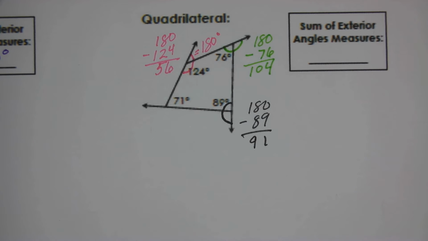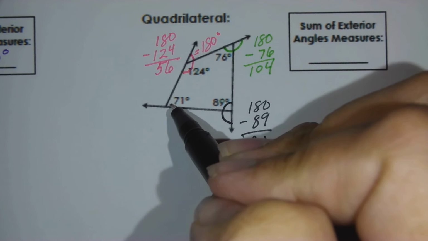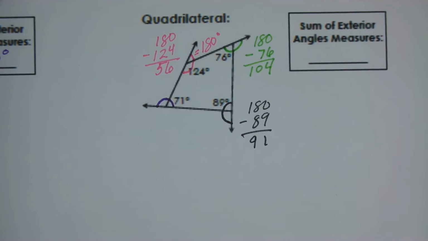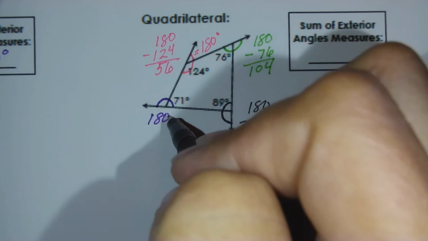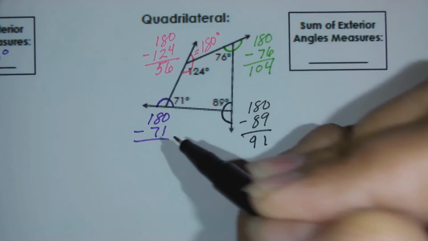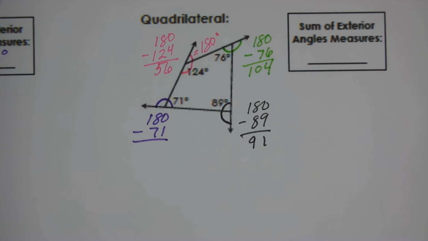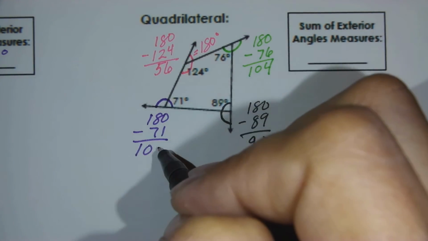We have one more to go because this is a quadrilateral. It's 4 angles. So we're going to go ahead and take a look at this guy over here. And one more time, 180 minus the 71. And yes, you should get 109.